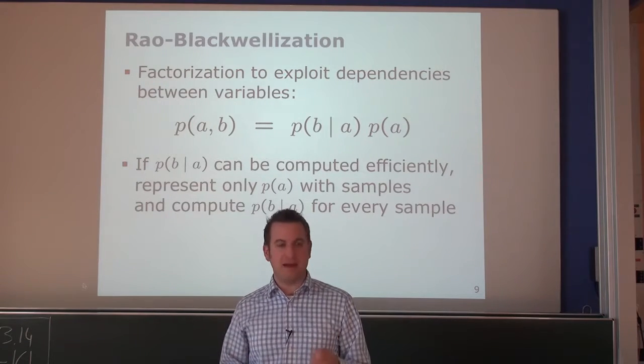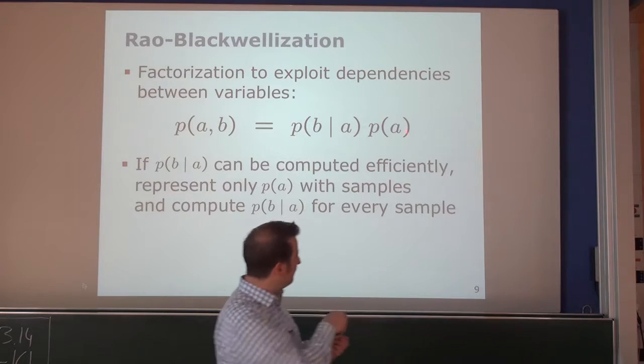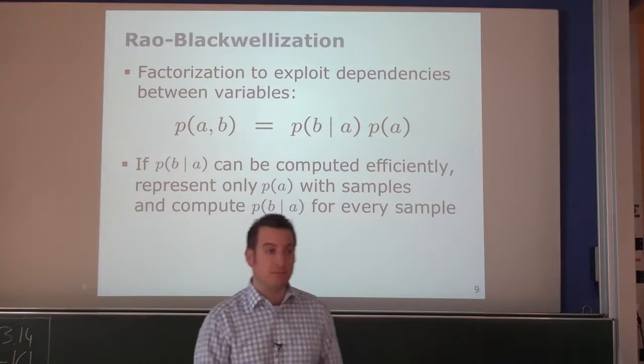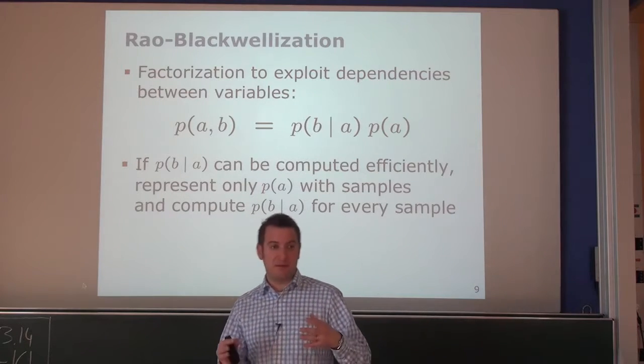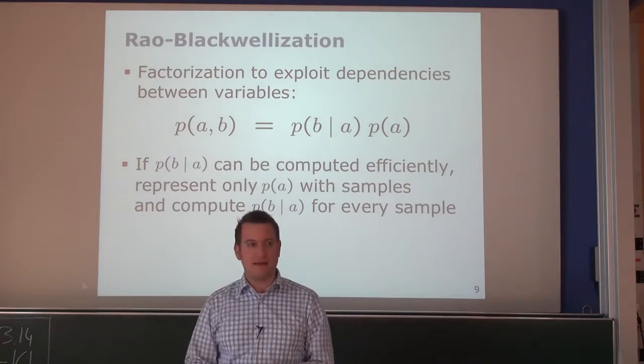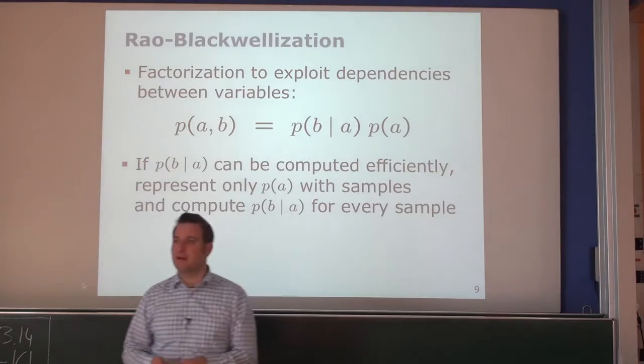That's kind of the key idea behind that. As a result of that, I need the samples only to cover the likely regions in A and not in A and B. Especially if we think about A being low dimensional and B being very high dimensional, this is a great advantage. And that's exactly the key idea of what the Rao-Blackwell particle filter for mapping does.